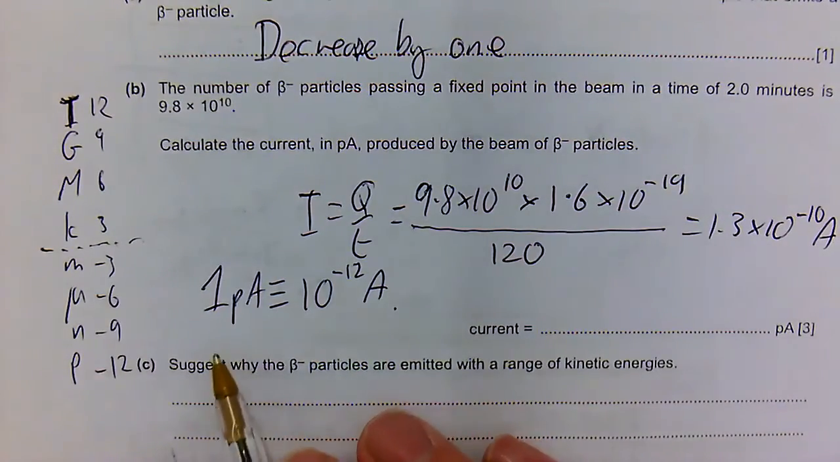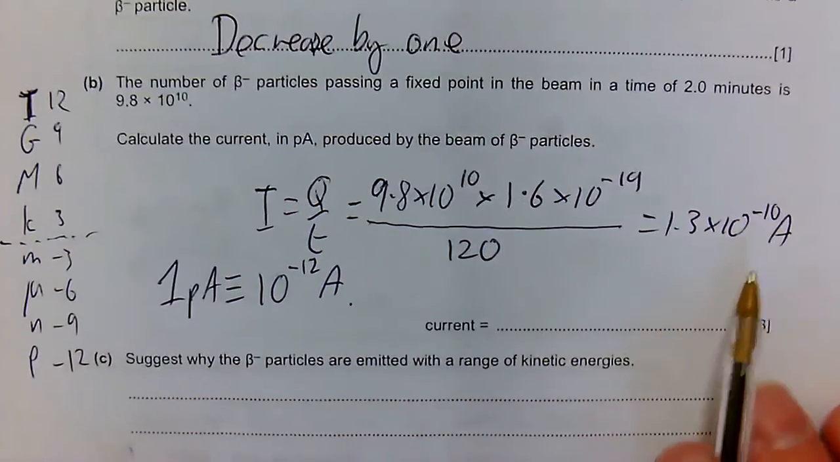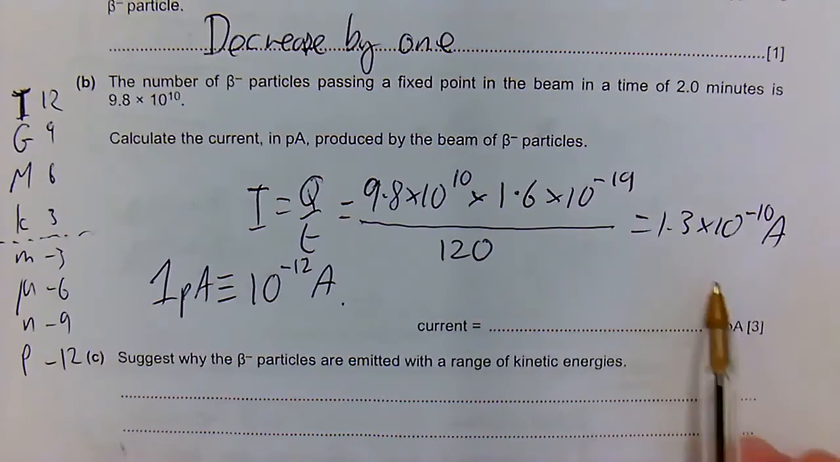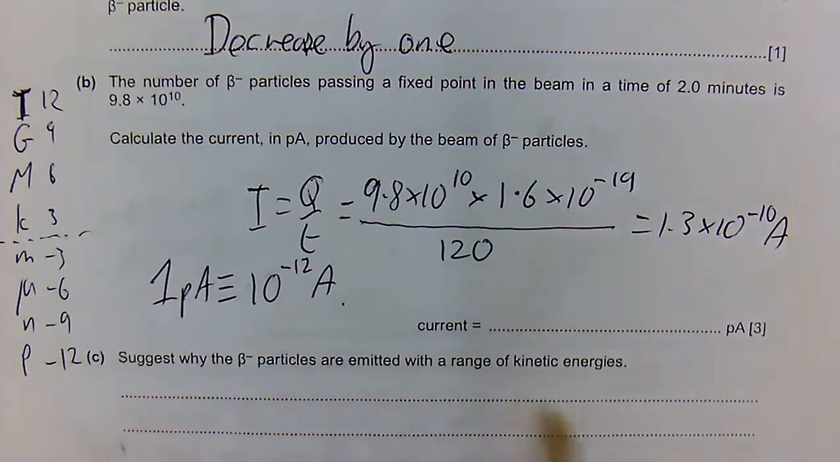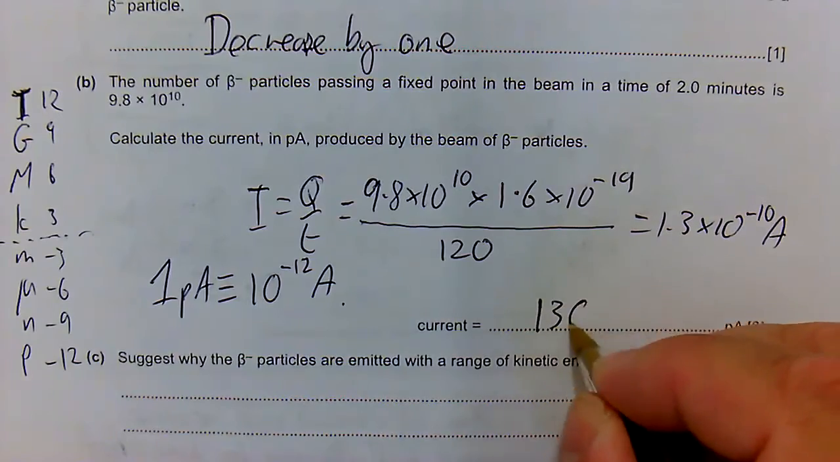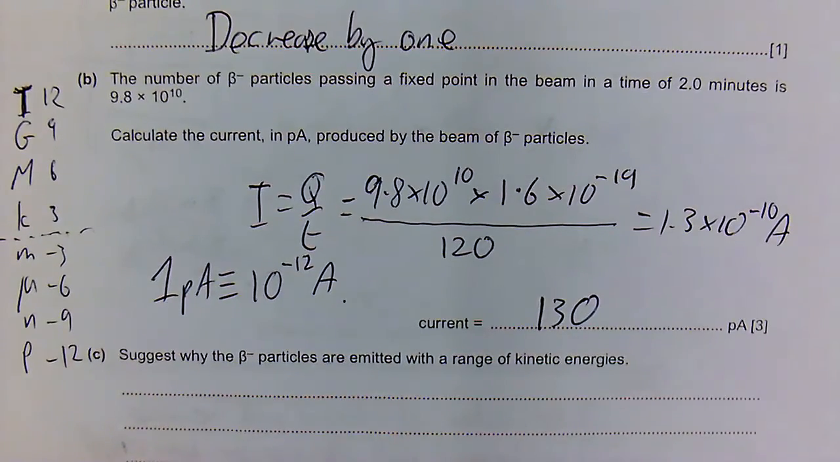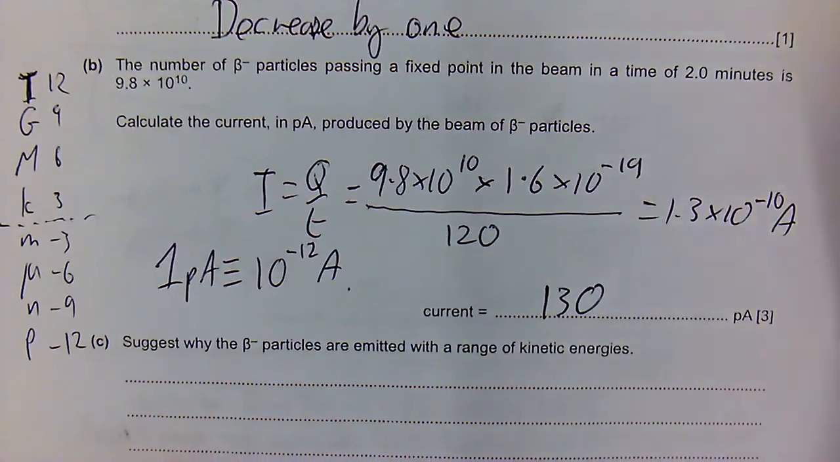So then you've got to work that out in picoamps. So you just literally divide that by that. Okay, and that comes out to be 130. That's a very easy question for 3 marks.